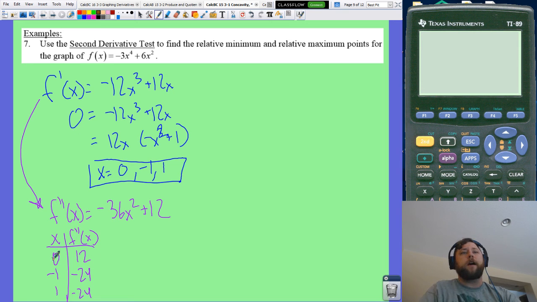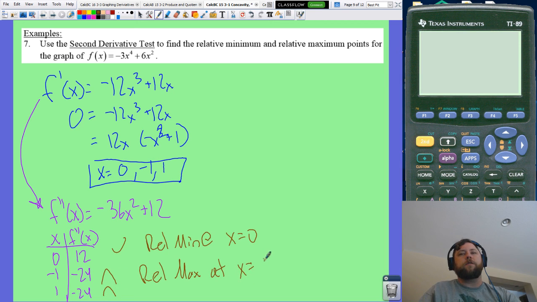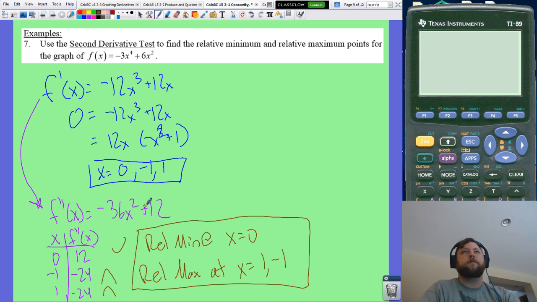Since this is positive for x equals 0, and we said positive is concave up, I can say there's a relative minimum at x equals 0. And there's a relative max at the other two because it's negative, so it's concave down for each of those, at x equals 1 and negative 1. So yeah, that's easier for me. Otherwise you could have done a bunch of tables with the first derivative, I don't care. And we're done.